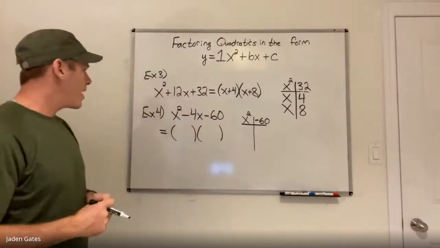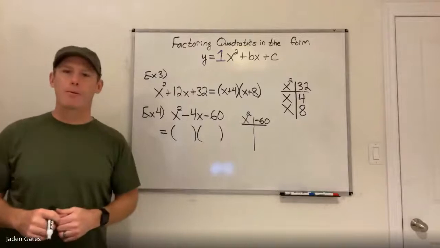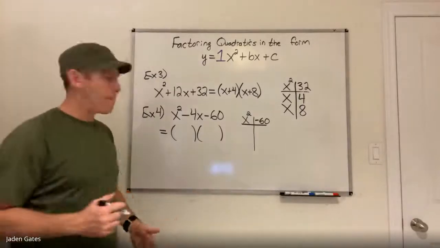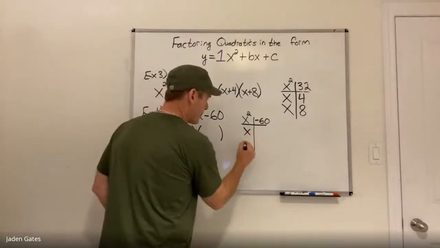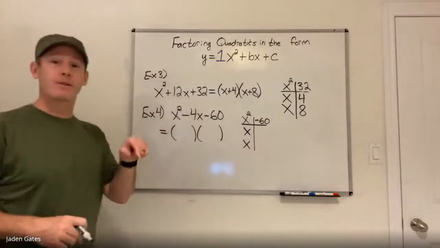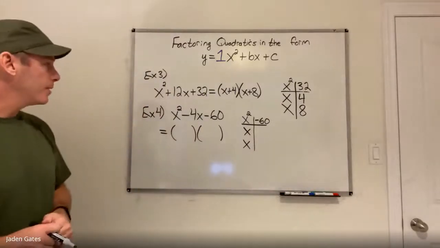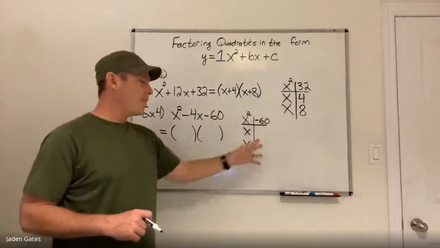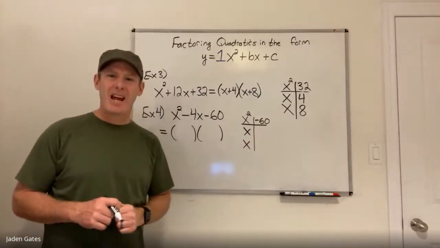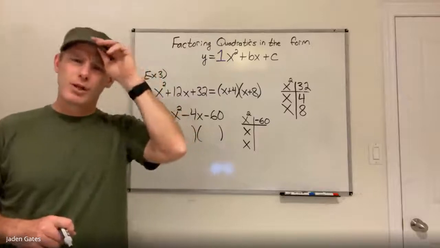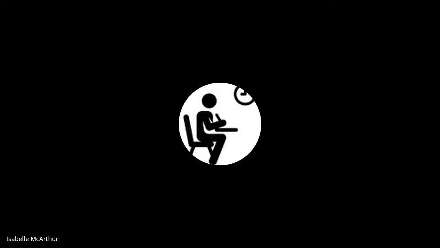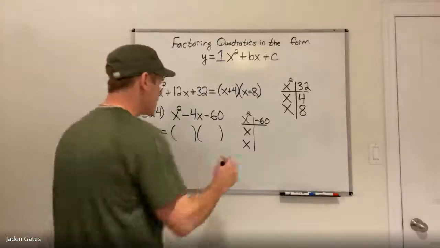All right, and again, now to complete the table. I have an x squared, x and x. The best part right now is that you only have to figure out one side of the table. We're going to do both. 2 numbers that multiply to give me negative 60. So one's got to be positive, one's got to be negative. Anybody? Negative 6 and 10.